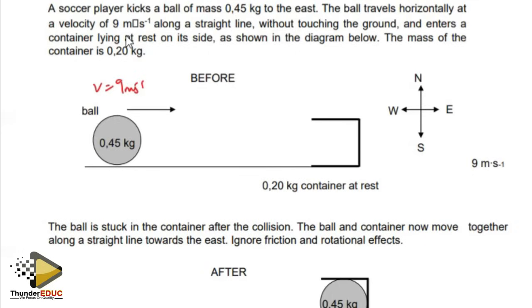And we know that its velocity is 0. The ball is stuck in the container after the collision. And then the ball and container now move together along a straight line towards the east. So the direction is still the same.